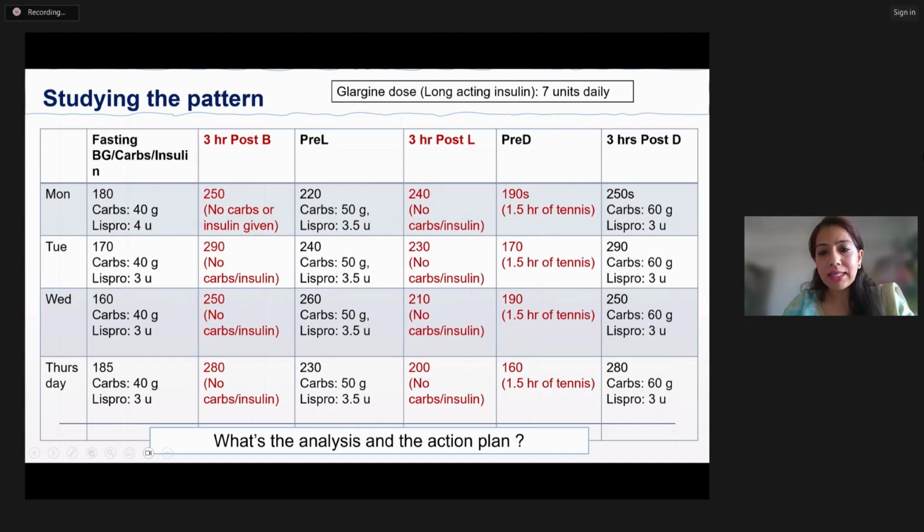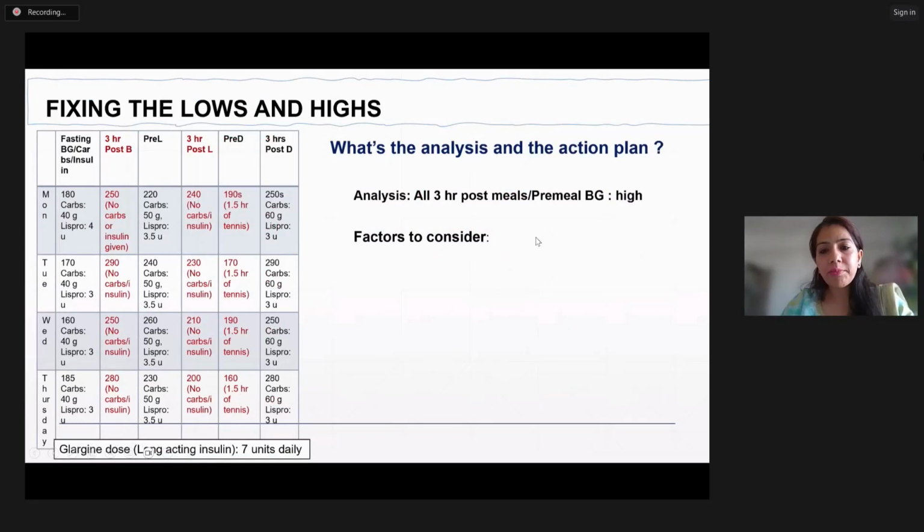So our analysis, all three our post-meal blood glucoses were high. And what are the factors to consider? Any snacking with carbs was done? None. Was there a delayed administration of insulin? Because at times, for the fear of the child not eating properly, they may not be giving their insulin on time and they may be giving it late.